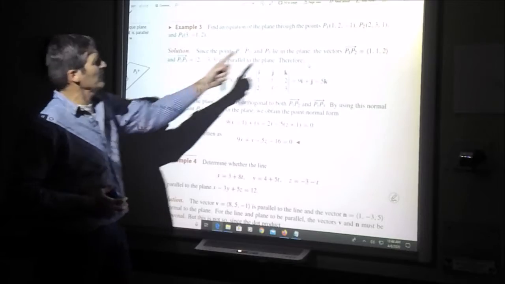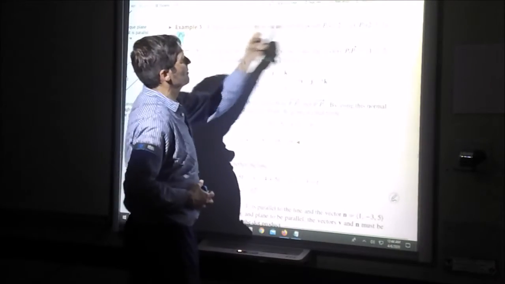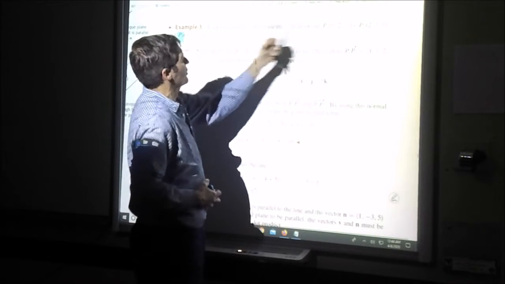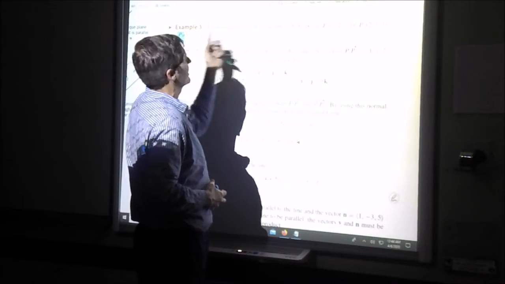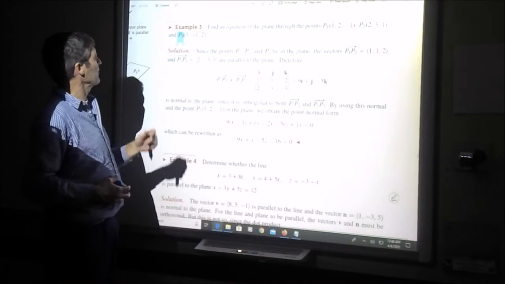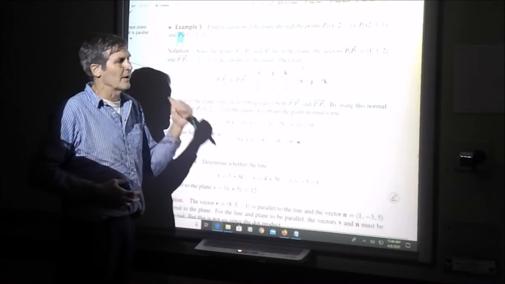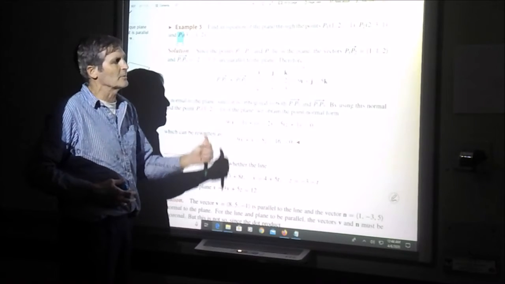Then you take the vector from P1 to P3 by subtracting components. 3 minus 1 is 2. Minus 1 minus 2 is minus 3. 2 minus minus 1 is 3. And so you get this vector from P1 to P3. These vectors both lie in the plane, so how can I, on all these problems I think, how can I find a normal and a point?